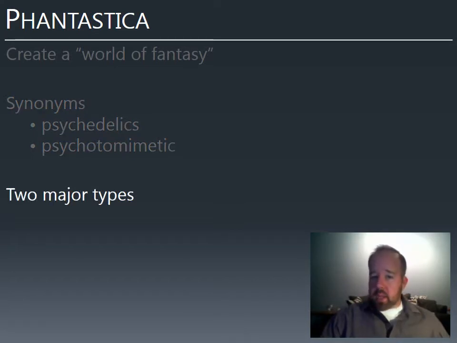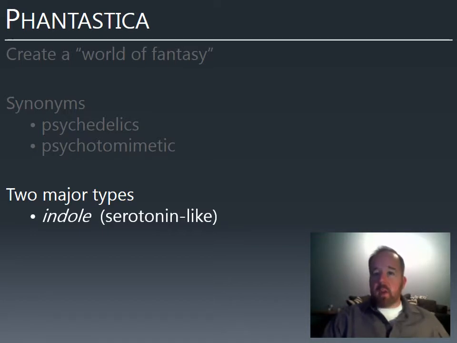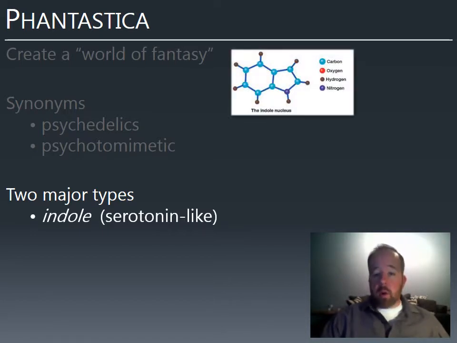So as mentioned in the last slide, there are two big types of Fantastica. There are the indole hallucinogens. The indole is a chemical group shown here. So we see a 6-carbon ring connected to a 5-element ring. Here, one of the atoms is nitrogen. But this is sort of the core of neurotransmitters like serotonin. And so it's no surprise that these hallucinogens seem to act through the serotonin system.